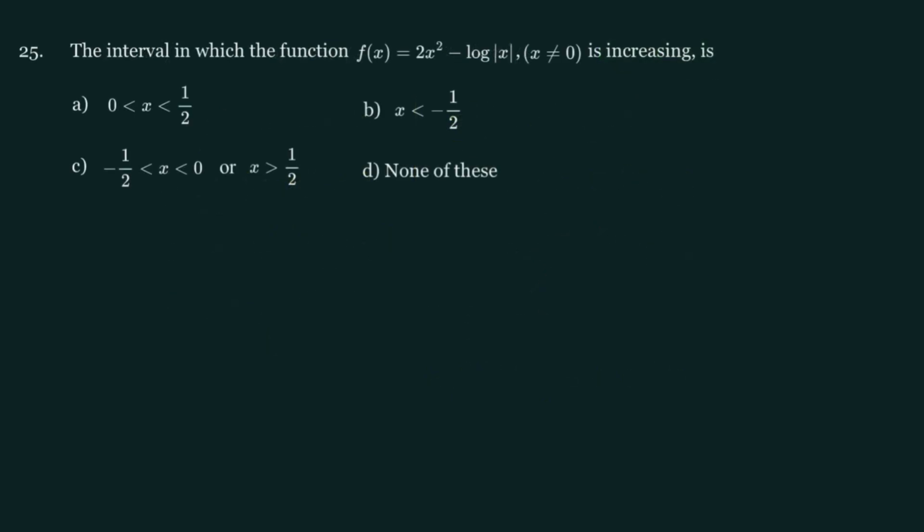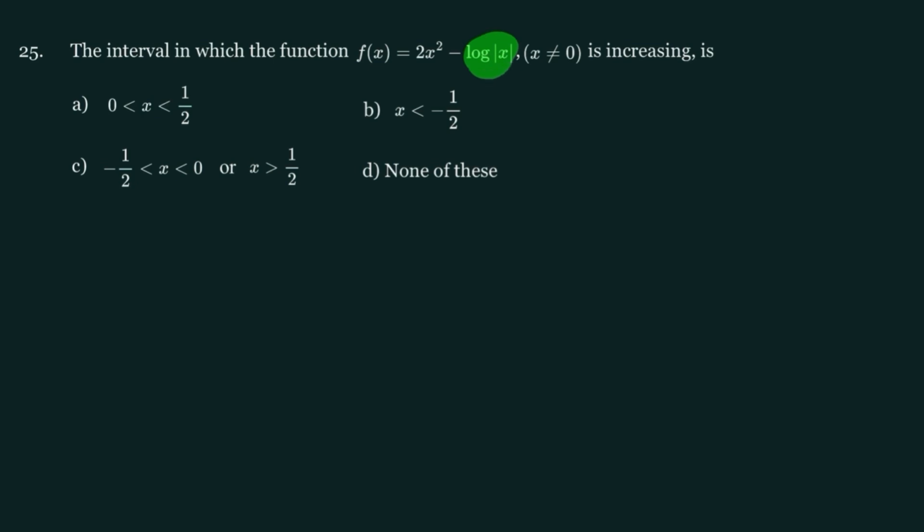Question number 25. The interval in which the function f(x) equals 2x square minus log of modulus of x, where x not equals to 0, is increasing. So we have to find the interval where the function is increasing. Okay, so now let us look at the function. Now in the function, as you see, there is log of modulus of x.